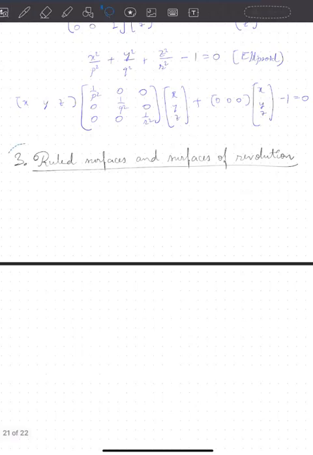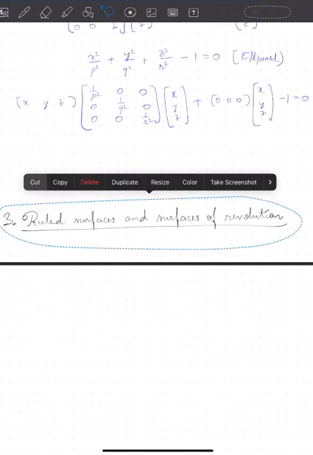So what we have seen is that the ellipse, sorry, maybe cut and then paste it.